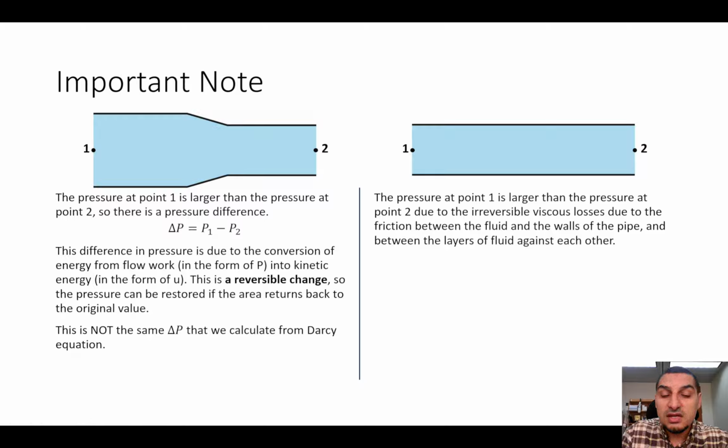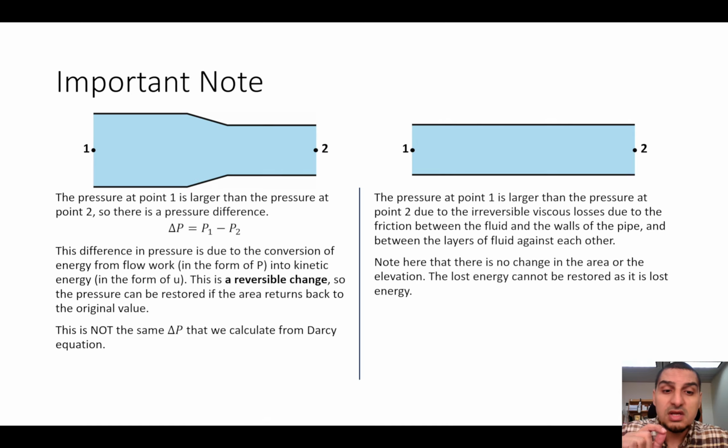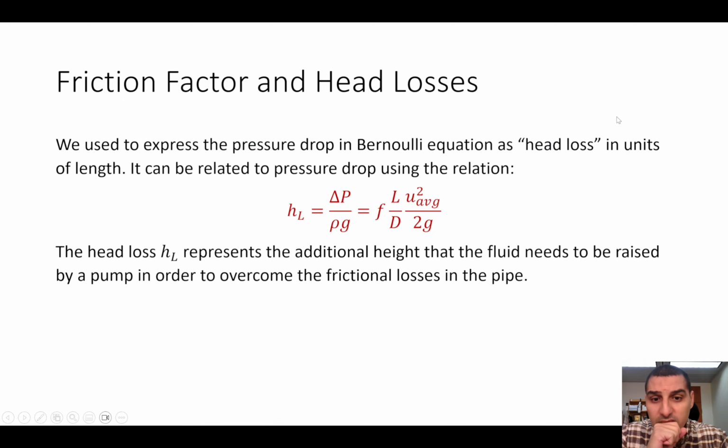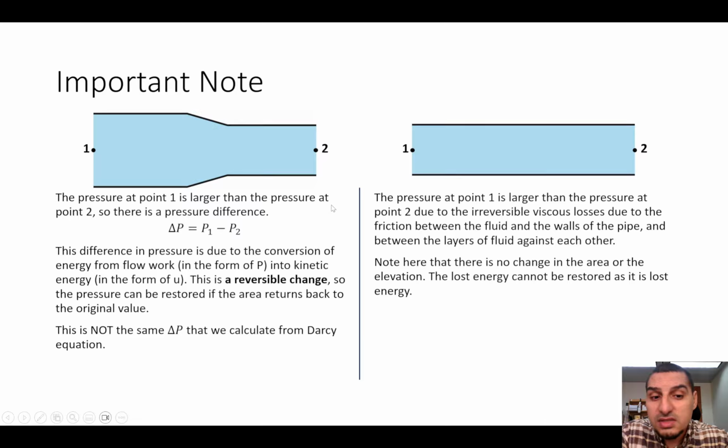Okay, so this is energy that we lost, so we cannot recover this energy again unless we put in a pump or a compressor to provide energy. But if we have just this pipe, with the fluid flowing without energy transformation from one form to another, the pressure will decrease because of the friction, because of the energy losses. So this delta P, P1 minus P2, is this delta P that we put here. Okay, so it's important to understand the difference.